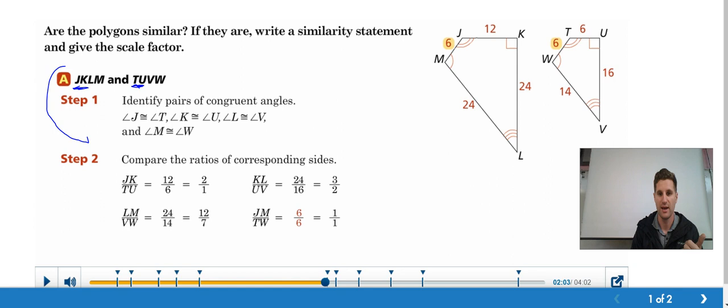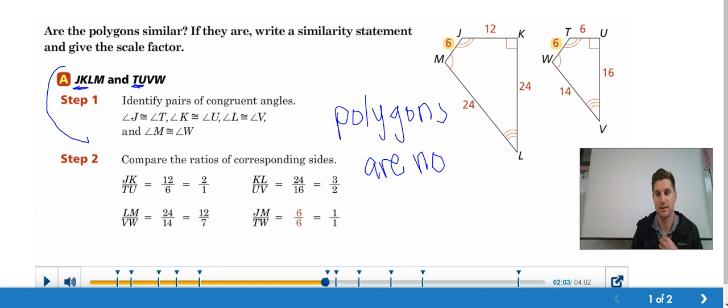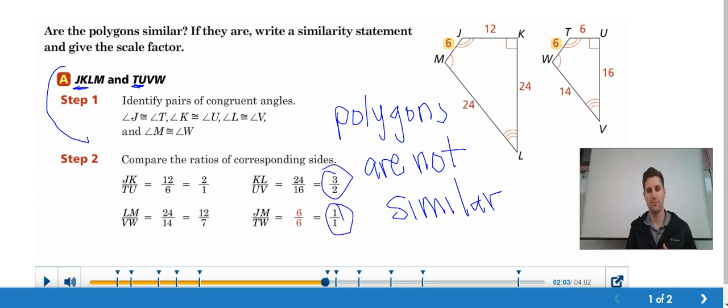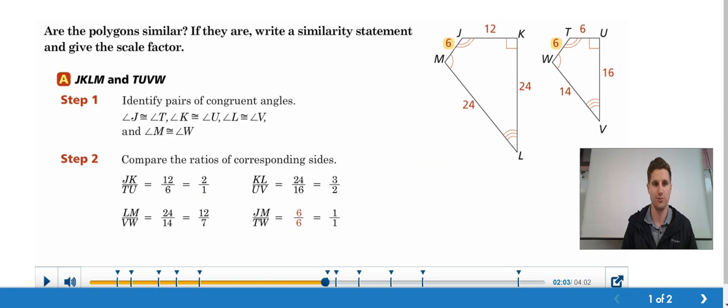Boom, boom, boom, boom. And we see we have all four: 2/1, 12/7, 3/2, 1/1. We clearly do not have a similar polygon, so we'd say the polygons are not similar. If these were to all match up, then we would say yes, and that would be our scale factor, but they do not match up, so we say no, not similar. All right, let's move on to our next problem.